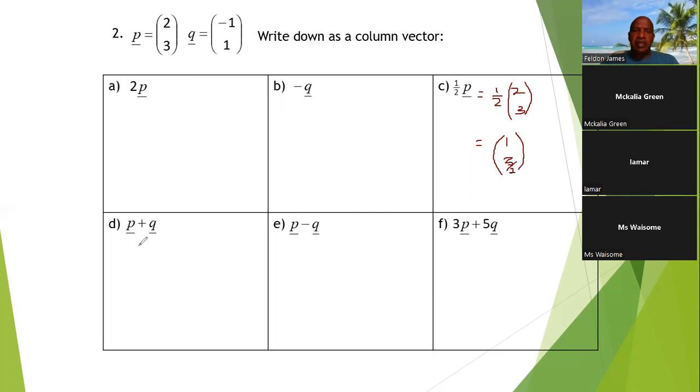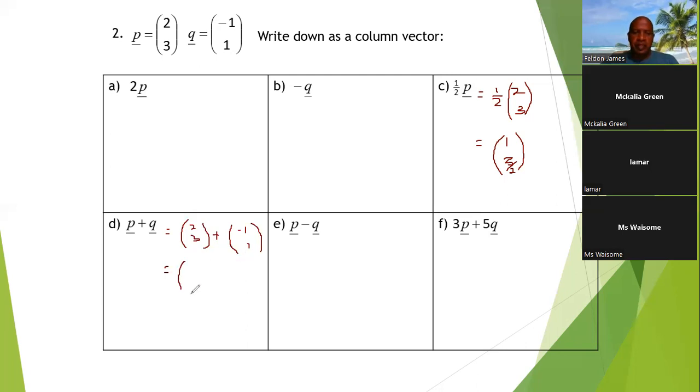All right, so down here now we have D, which is the sum of the vector P and Q. What would that be now? So P is 2, 3, plus the vector Q, which is negative 1, 1. If we add these two vectors, remember we're adding them like matrices. They are really matrix operations that we're carrying out. So if you're adding these two matrices, what will you get?